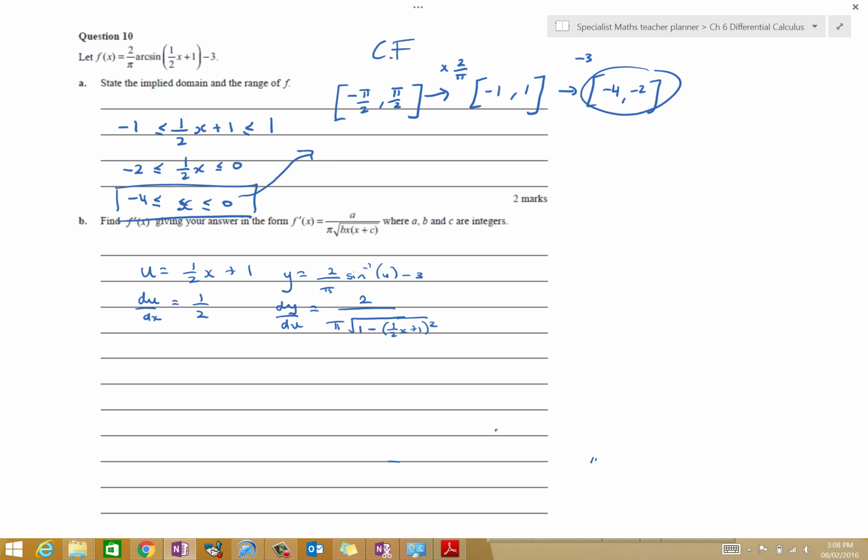Now, that du/dx of a half, that's going to apply across. So therefore, we can say that f dash of x is equal to 1 over pi, like so, half x plus 1 all squared. It's not in the form that we want though, is it? So what I'm going to do is expand that out, and we can work out where we go from there.